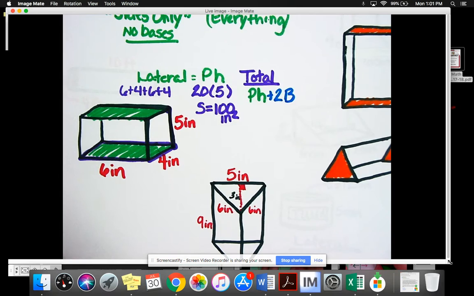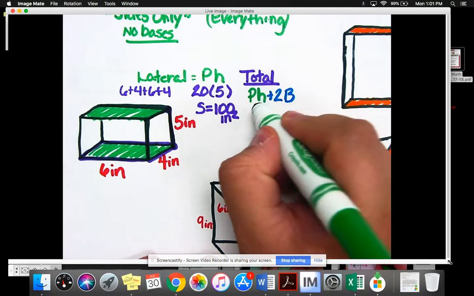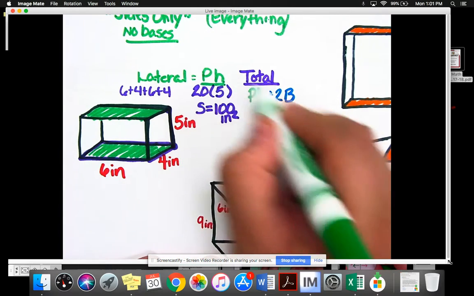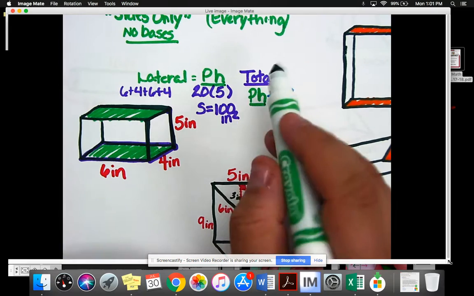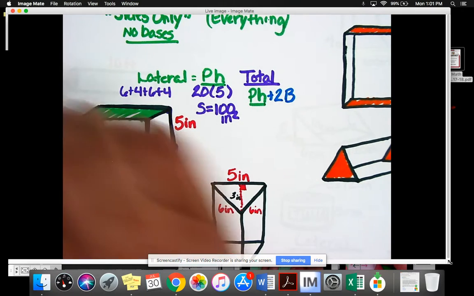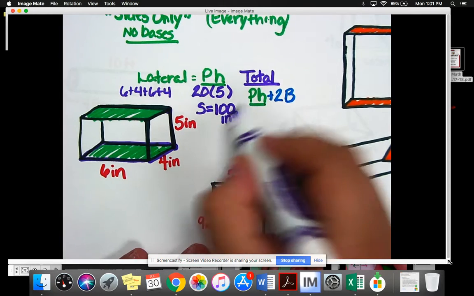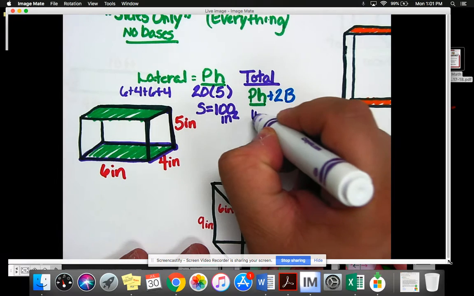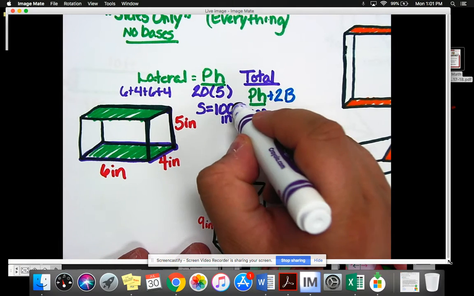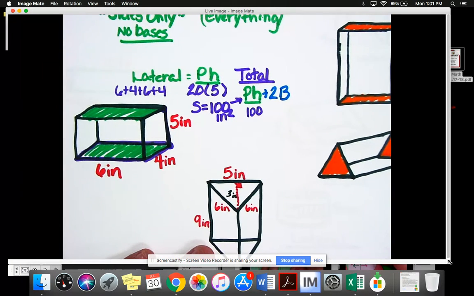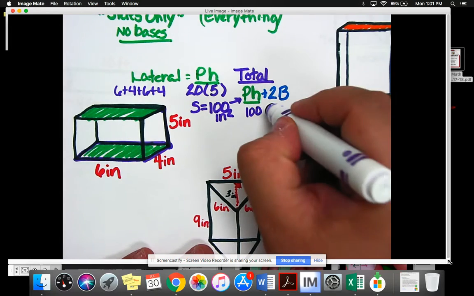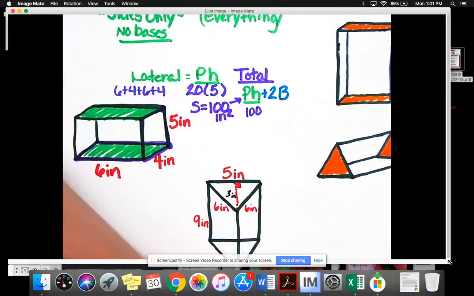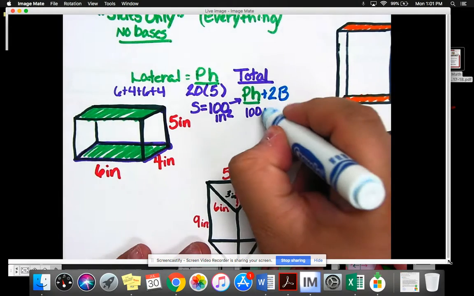The cool thing about this is what I taught my kids is that since lateral and total have big PH in common, I'm not going to work harder than I need to. I already know that my lateral surface area is 100, so I'm just going to copy paste it over. Why do I have to do the work again? Plus 2 big B. So now I'm going to take plus 2.